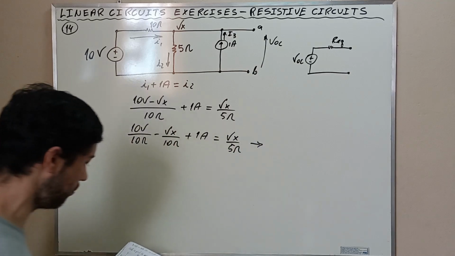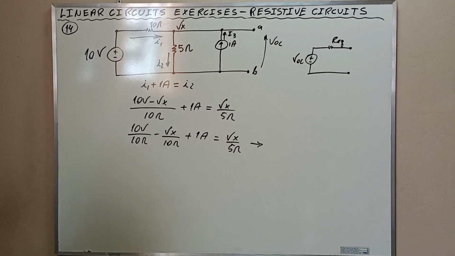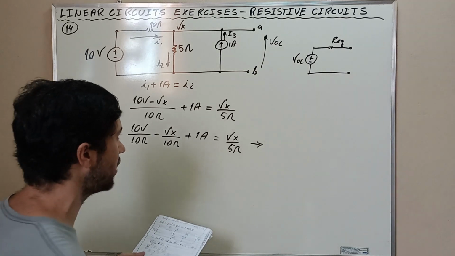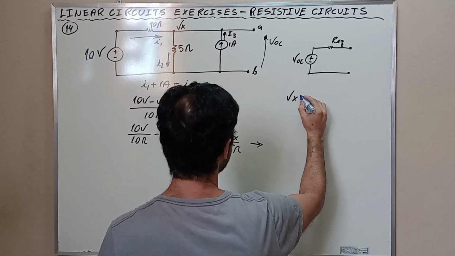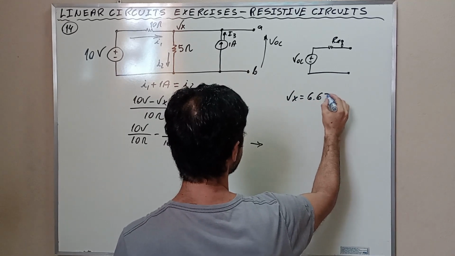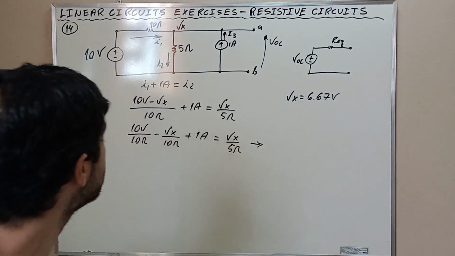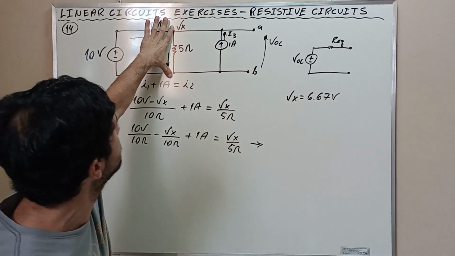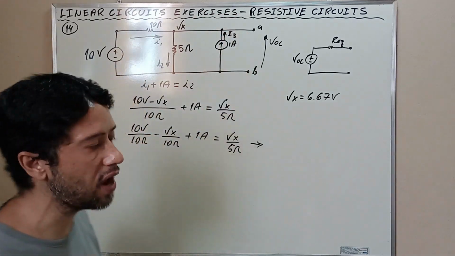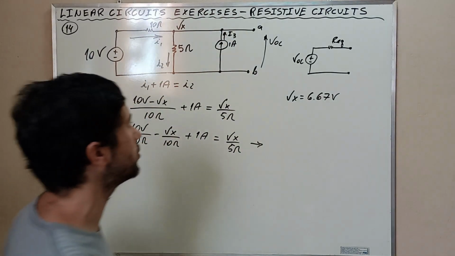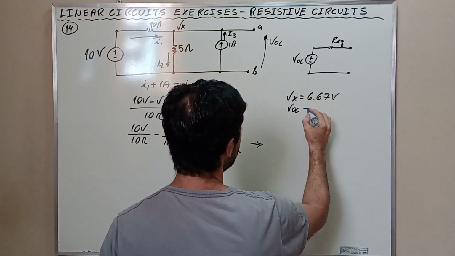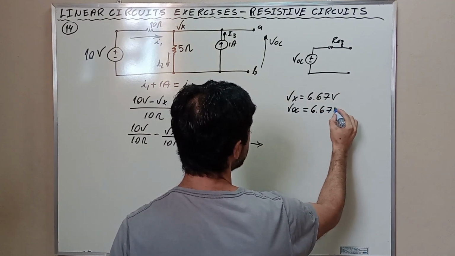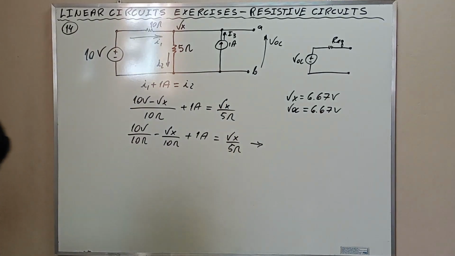This is simply mathematical manipulation, and from this we find that the value of Vx is equal to 6.67 volts. Observe that Vx is here. Vx is the very open circuit voltage. Then VOC is equal to 6.67 volts. This is how we calculate the open circuit voltage.